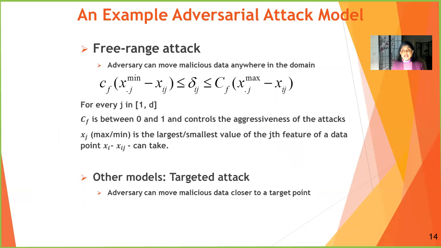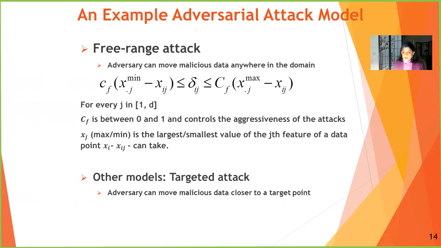Remember, the adversary can have lots and lots of attacks, and all the adversary has to do is have one successful attack. We have to handle everything, and that's going to be a big challenge. So we looked at 2 types of attacks: free range attacks, where the adversary can move the malicious data anywhere in the domain, and the other is a more targeted attack. And our paper, I'll show you our paper. This is one of the early papers on adversarial machine learning.